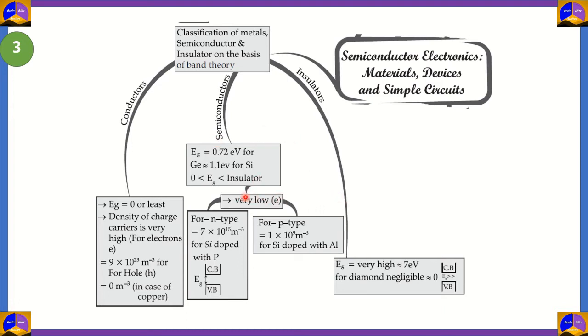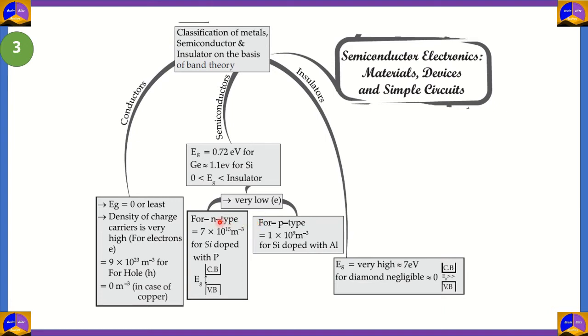The density of electrons is very low, and the energy gap is of the order 0.72 electron volt for germanium and 1.1 electron volt for silicon. Again, the energy gap is between that of insulators and conductors. For conductors, it's 0. For insulators, it's very high, but for semiconductors, it's not so high.